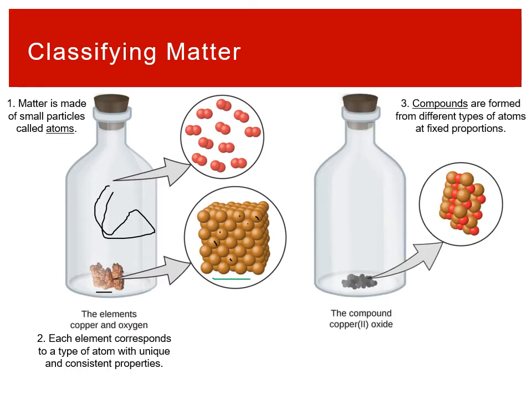We can take those atoms and combine them together to make what we call compounds. Compounds are when we take those atoms and bring them together. So copper was an element, oxygen was an element. We can combine them into what's called copper 2 oxide. Now we have a new sample of matter with new properties that is a combination of different elements.